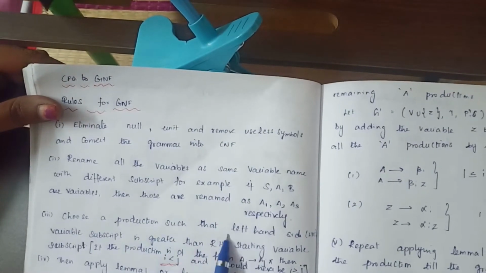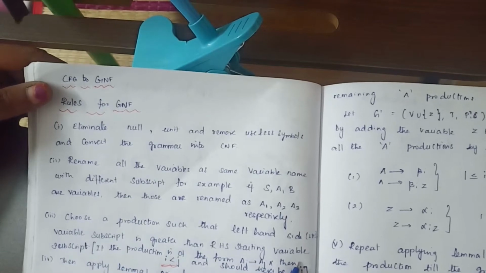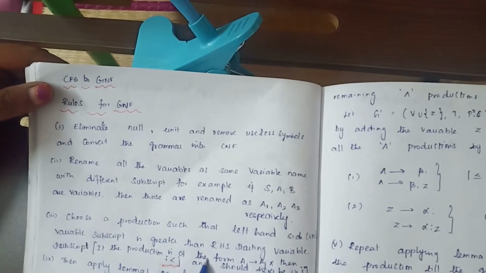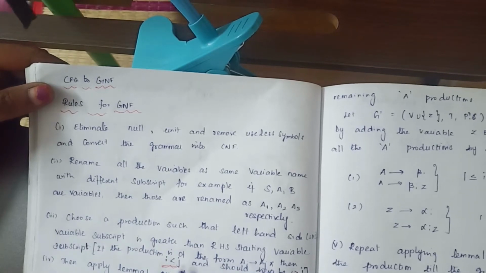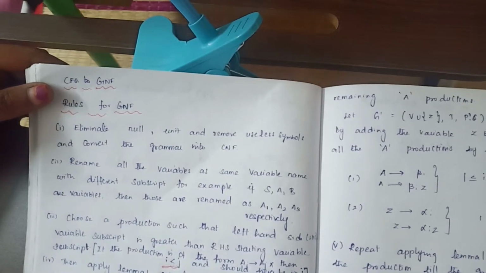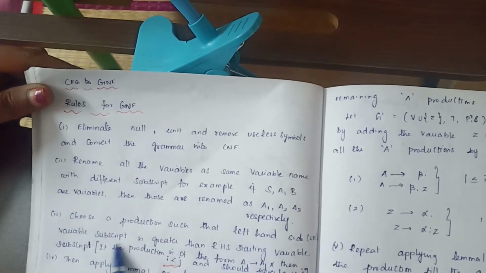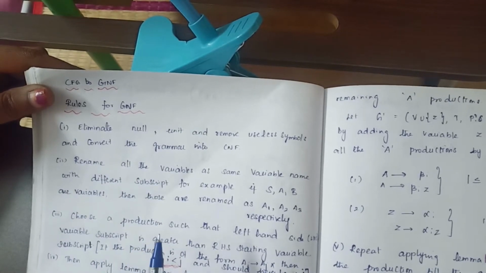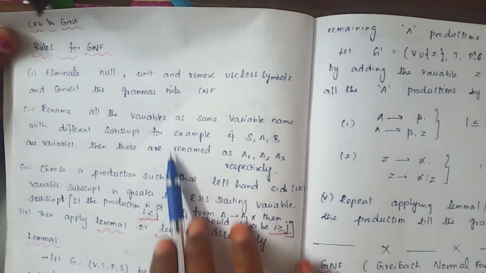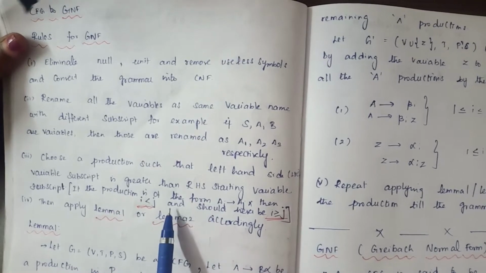After this, choose the productions such that the left-hand side variable subscript is less than the right-hand side variable subscript. If the production is of the form Ai gives Aj x, then i is less than j, and it should never be i greater than or equal to j. So always i is less than j. When that is not the case, we have to choose a production of the right-hand side variable and apply it. When we go through the problem, it will be very clear. This is the rule actually. After this rule, I am going to explain the problem, and then you will understand very easily.